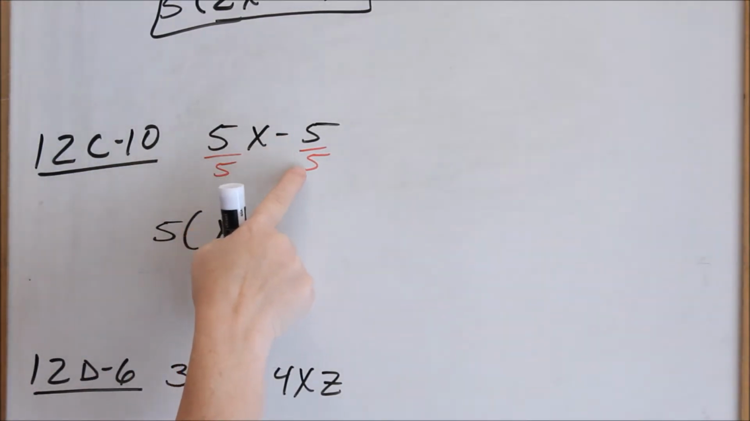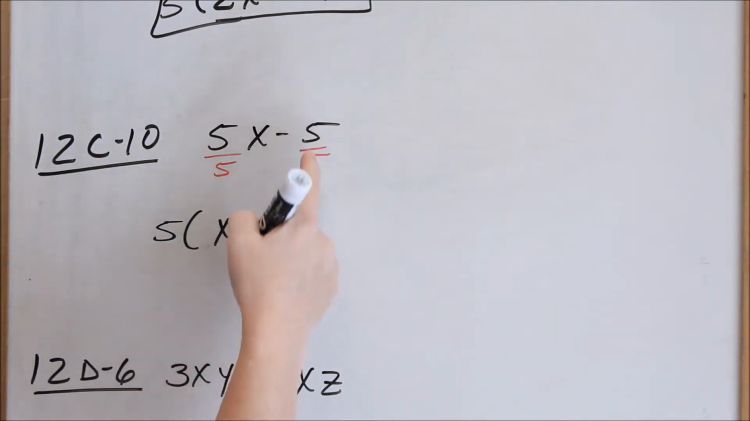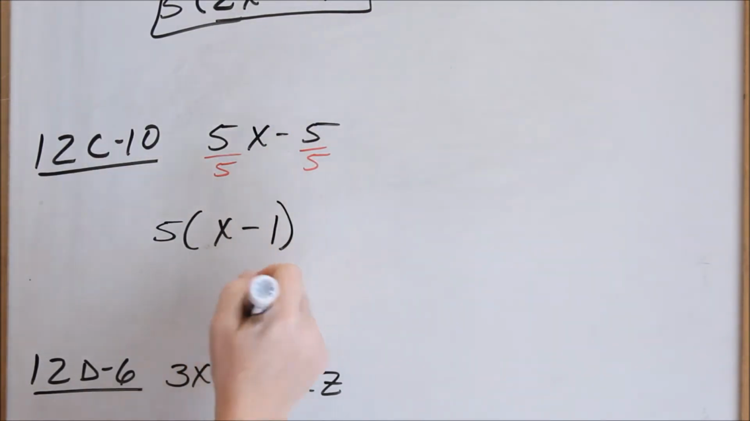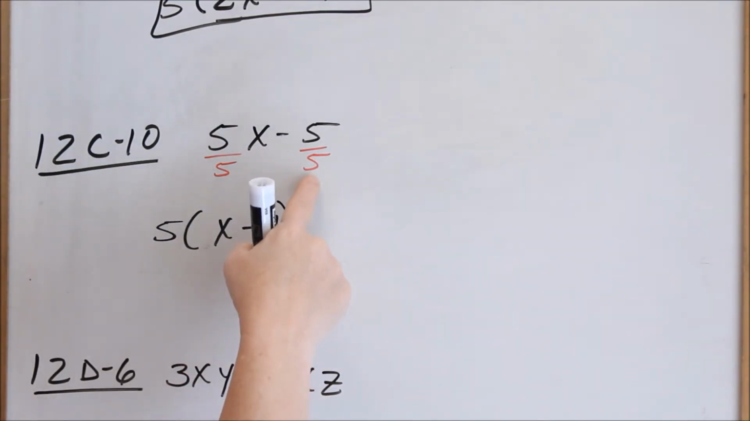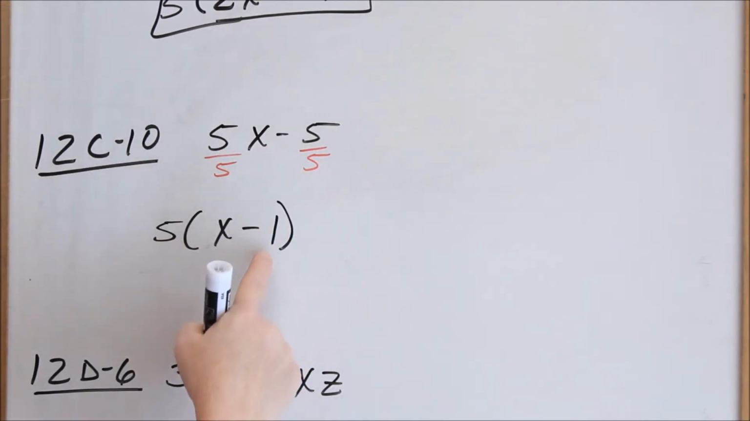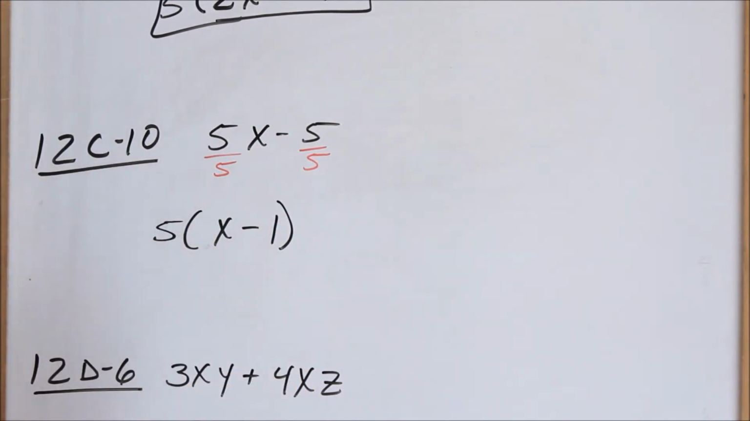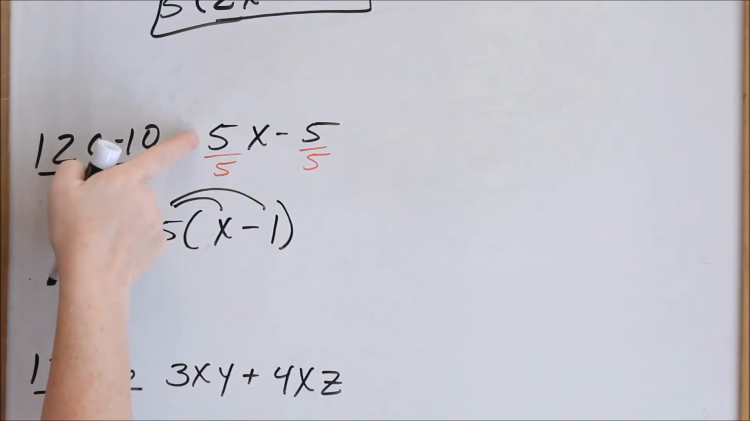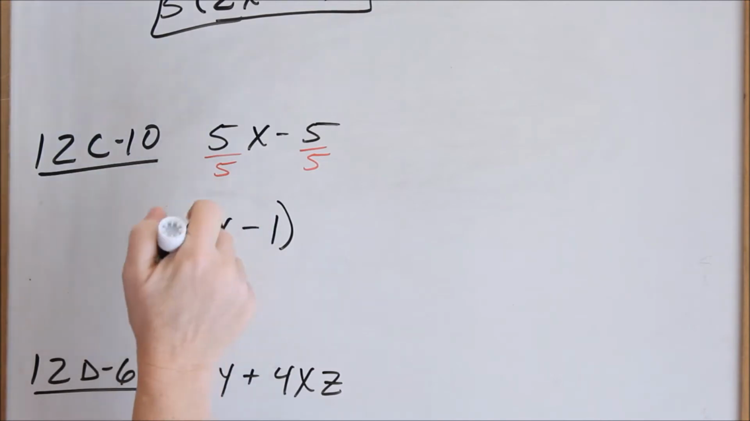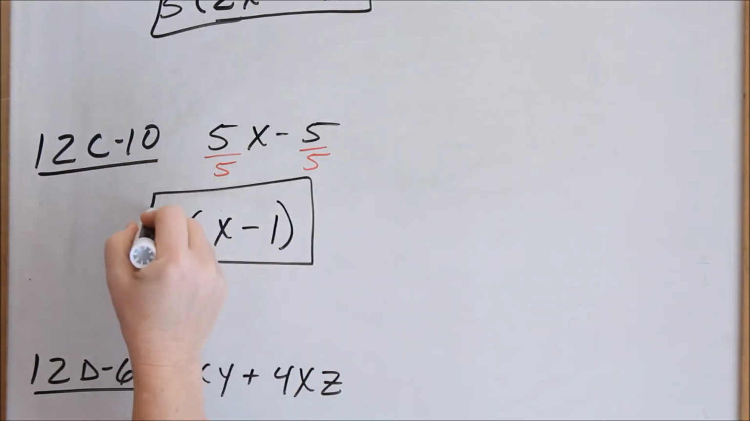A negative 5 divided by a positive 5, a negative divided by a positive is a negative, and 5 divided by 5 is 1. The common mistake here is to put 0, nothing. That's not true. 5 divided by 5 is not nothing. 5 divided by 5 is 1. Anything divided by itself is 1, because if I went back and distributed, I would get what I start with up here. So you can always check yourself by distributing.